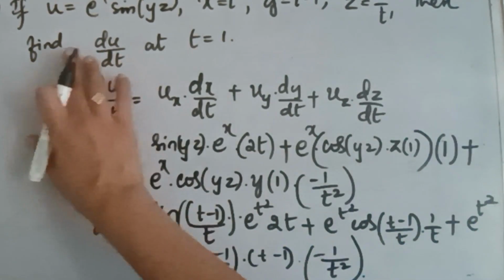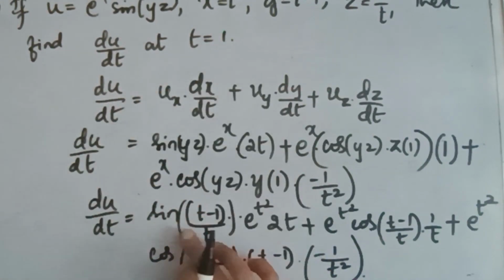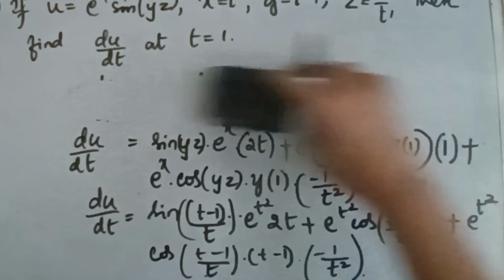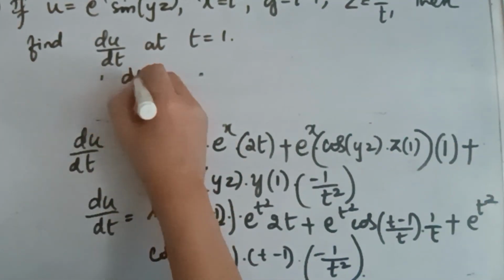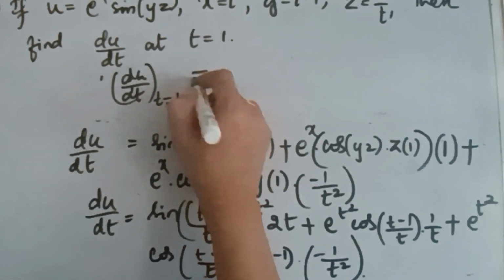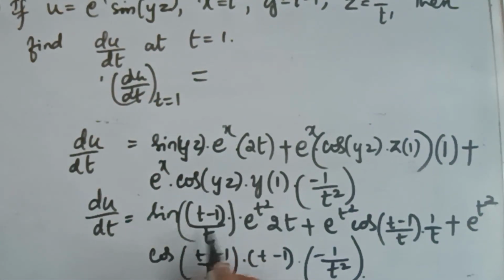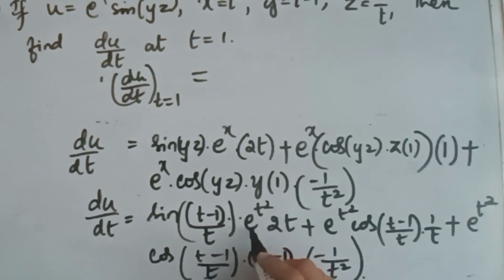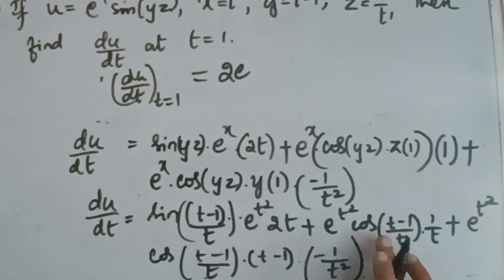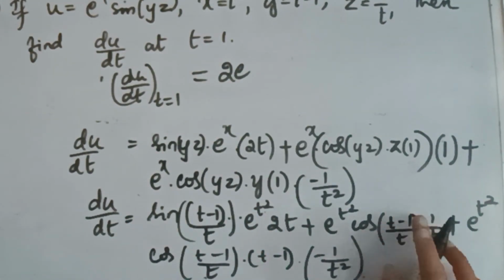Now we want the derivative at t = 1. So substitute t = 1 here. What you will get is du/dt at t = 1, which is equal to, so here anyway it is 0, e^0, e to the power 1 squared, which is 1, into 2 into 1, so 2e. Here cos of 0, t = 1, 1 minus 1 is 0, 0 by any value is 0. So cos of 0 is 1 now.